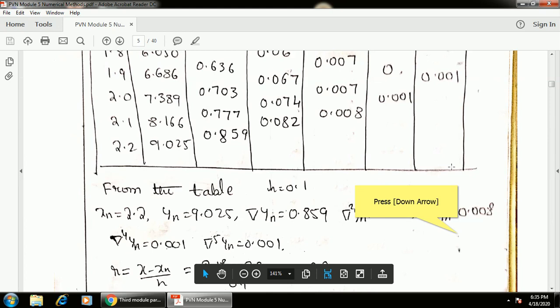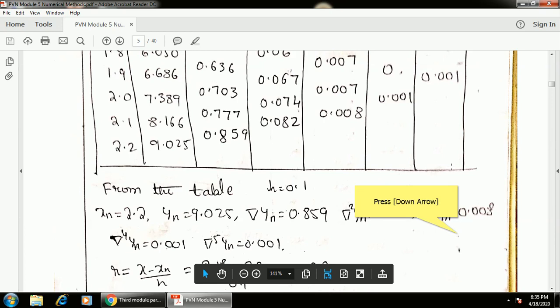Even though they have given x0, x1, x2, x3, x4, x5, only 5 or 6 values, we are calling the last entry as xn. Xn is equal to 2.2, yn is equal to 9.025, nabla yn is 0.859, nabla square yn is 0.082, nabla cube yn is 0.008, nabla power 4 yn is 0.001, nabla power 5 yn is also 0.001.